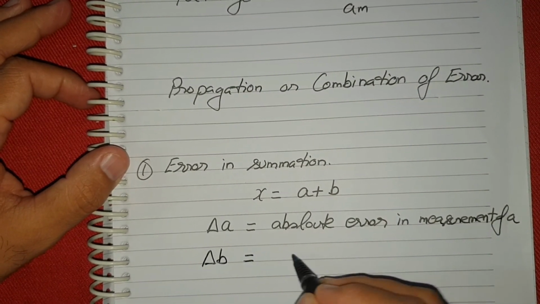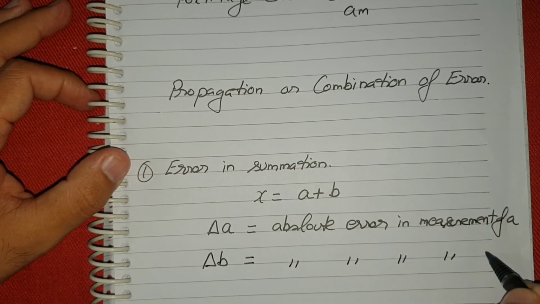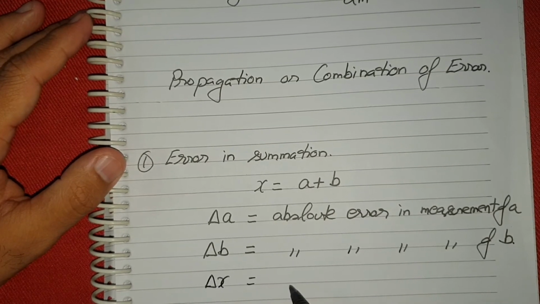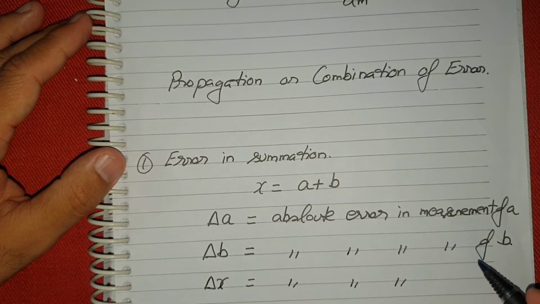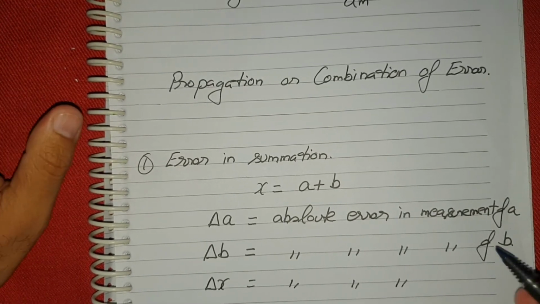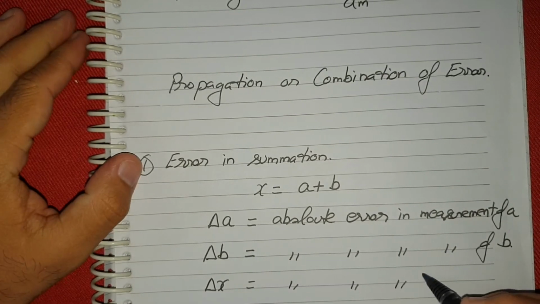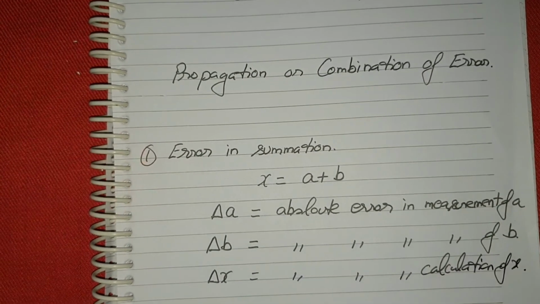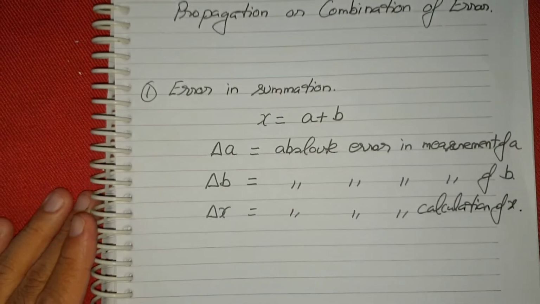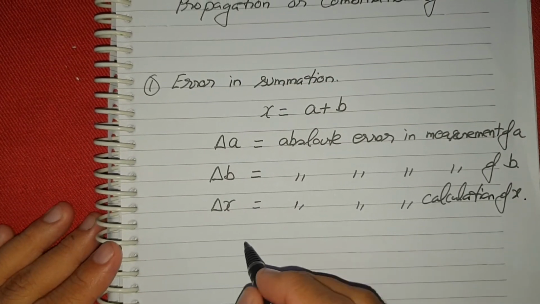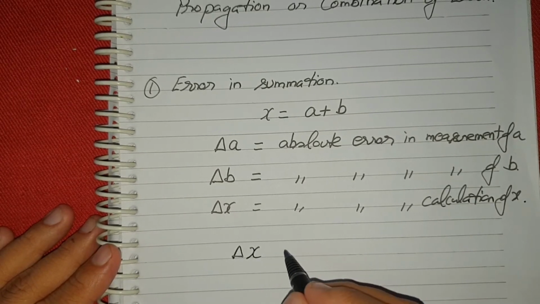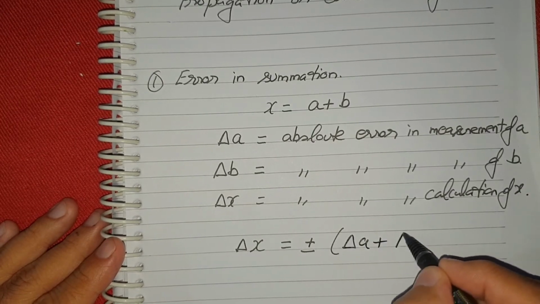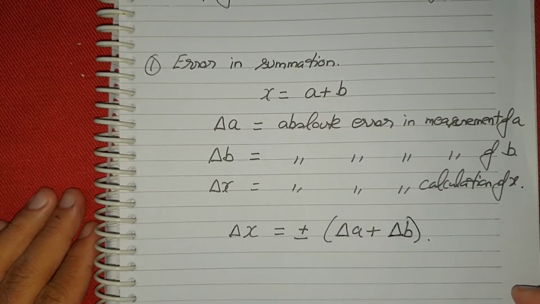Delta b, same thing, is the absolute error in the measurement of b, and let delta x be the absolute error in the calculation of x. Now the result, which you should memorize, is that delta x is equal to plus minus of delta a plus delta b. Now this point is to be noted.